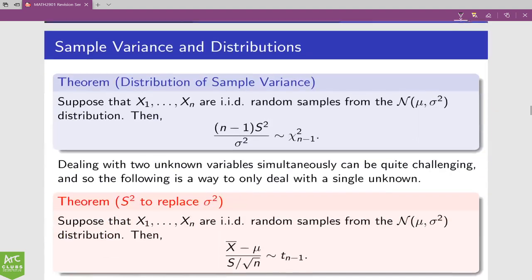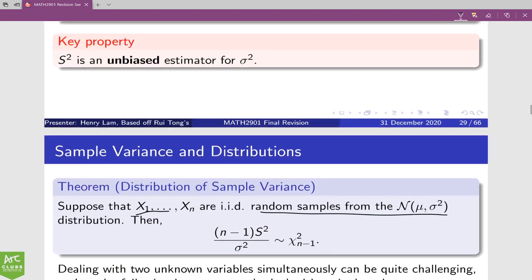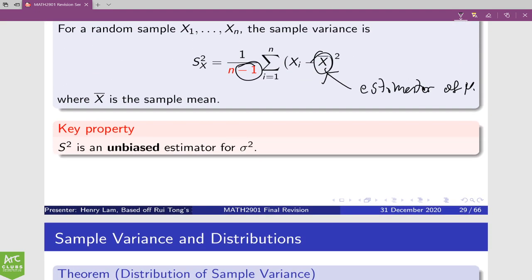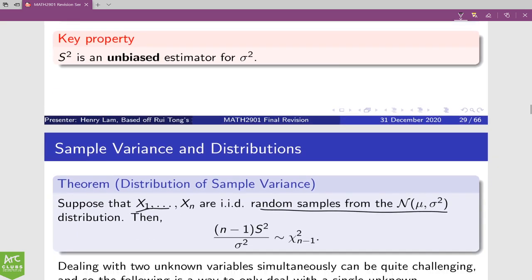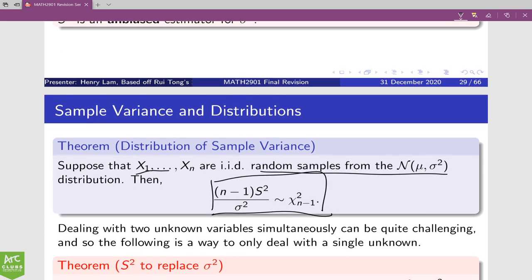Now, we have kind of this thing here. If you were to consider a normal random sample with some unknown mean and variance, and you look at the sample variance itself, you can actually find a distribution of it in this form. So (n-1) s squared over sigma squared is actually chi-squared n-1. This n-1 is just to make things work, really.